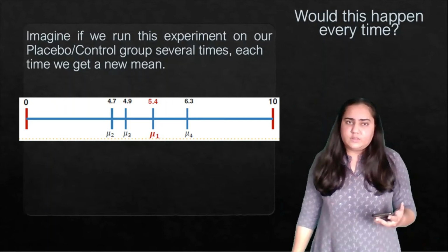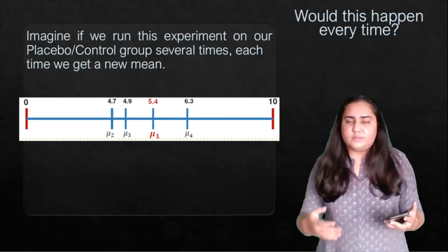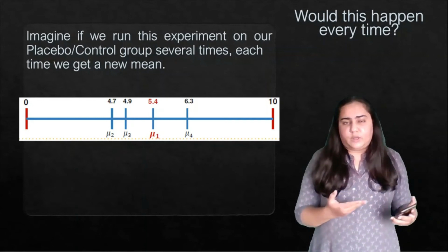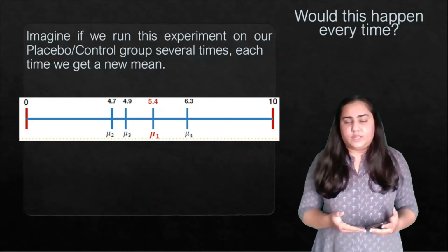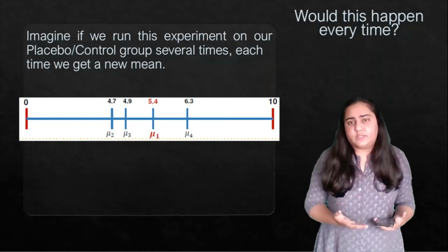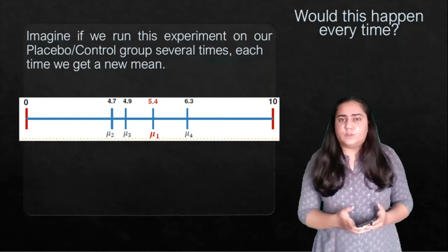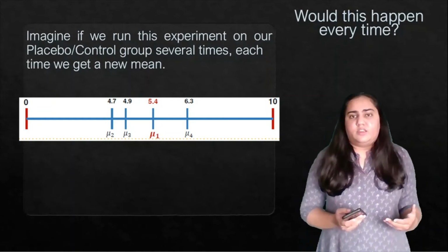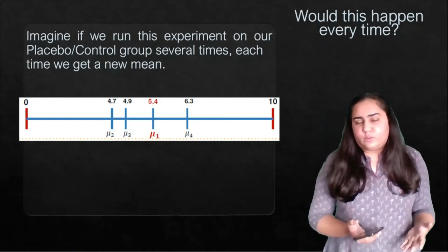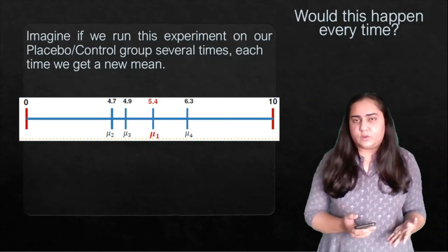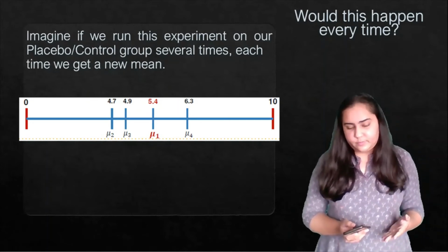So would this be happening every time that x1 bar minus x2 bar is going to be greater than 0? Is this going to happen every time? This is the question that we need to answer. If we can answer this question, we can say whether or not to accept the hypothesis or reject the hypothesis.